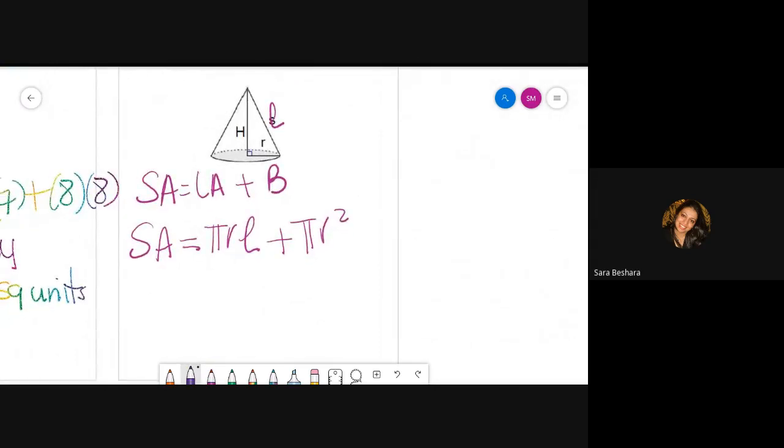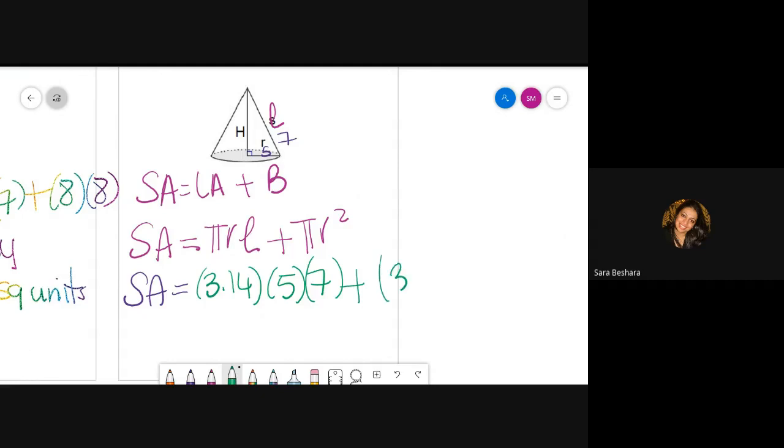All right. Next would be to do an example on the cone. Let's say we have a radius of 5 and a slant height of 7. What's the surface area of the cone? Well, again, we're only applying the formula, so it's pi, 3.14, times r times 7, plus pi again times r squared. R is 5 squared.